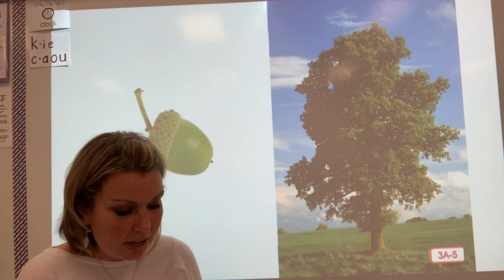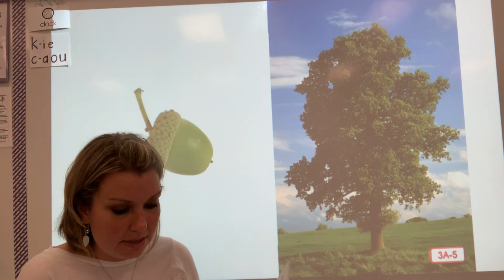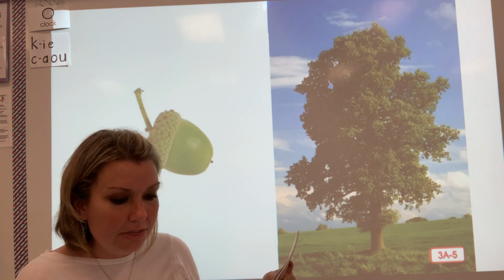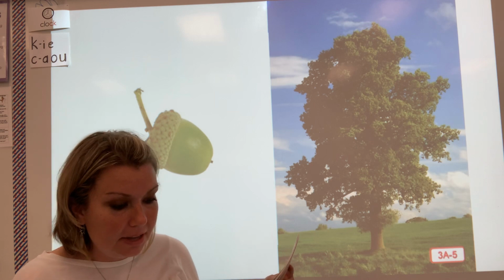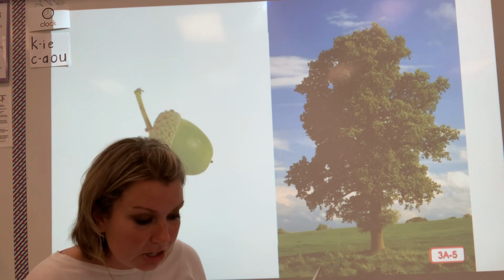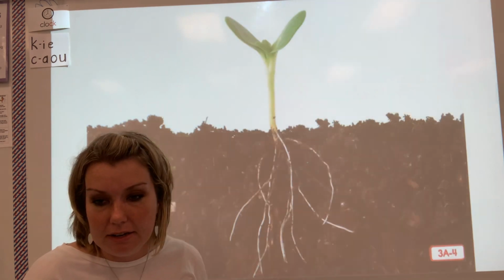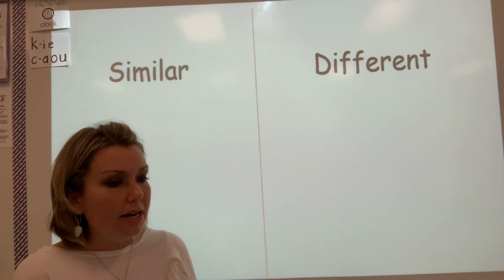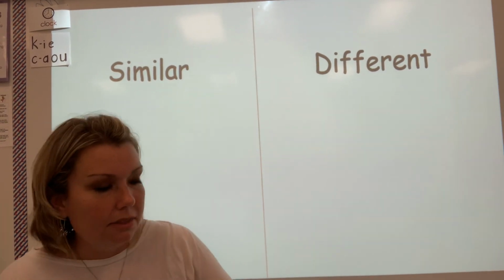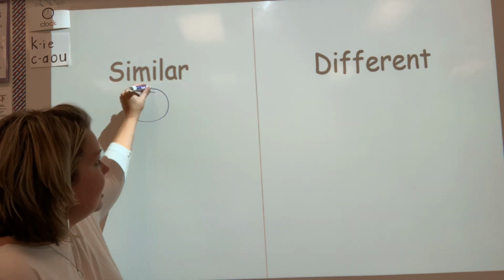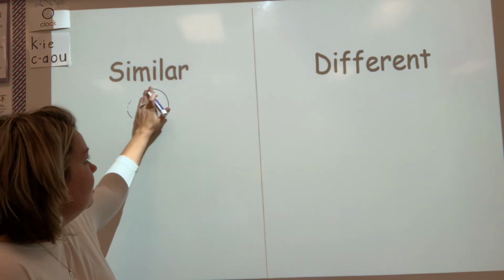All right, here's our last question that I really want us to think about. Compare the life cycle of a plant to the life cycle of a human. Are they similar? Are they different? So I'm going to go back to here, and I want us to think about the life cycle of a plant and the life cycle of a human.